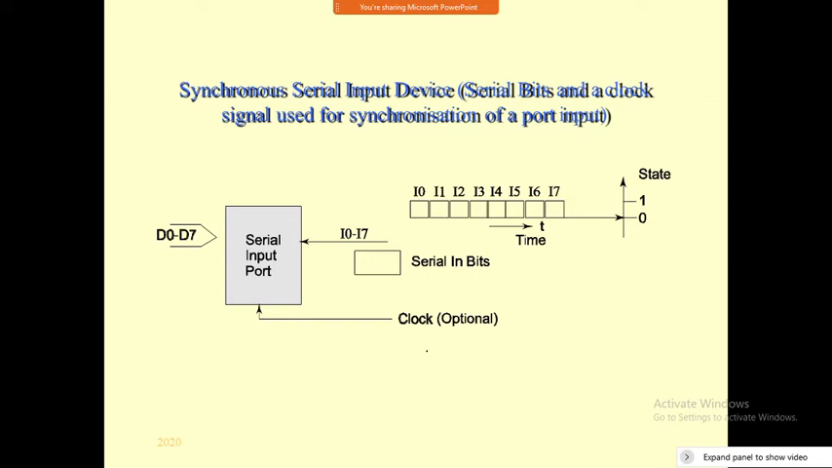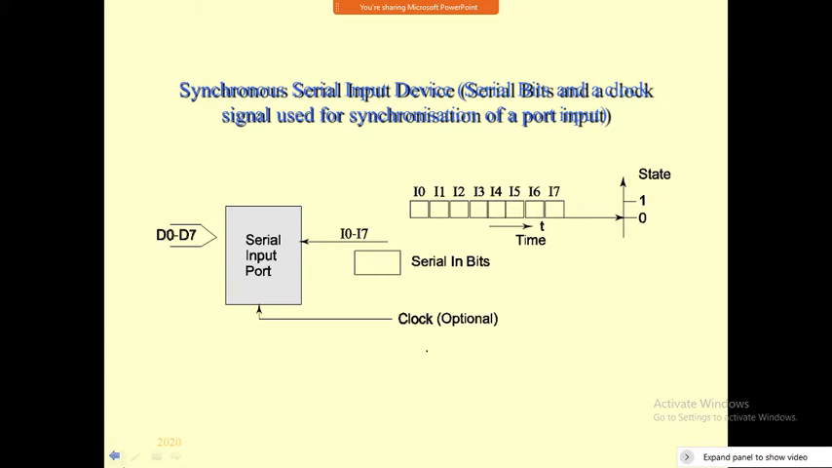See, the synchronization means what? The same time interval will separate the 1st bit, 2nd bit, 3rd bit. First one bit will be transmitted, after 1 second another bit will be transmitted, another bit, like that it will be continuing. So the timing requirement is there. So it is going to use the clock signal for the synchronization of the port inputs. And it is going to use the serial bits.